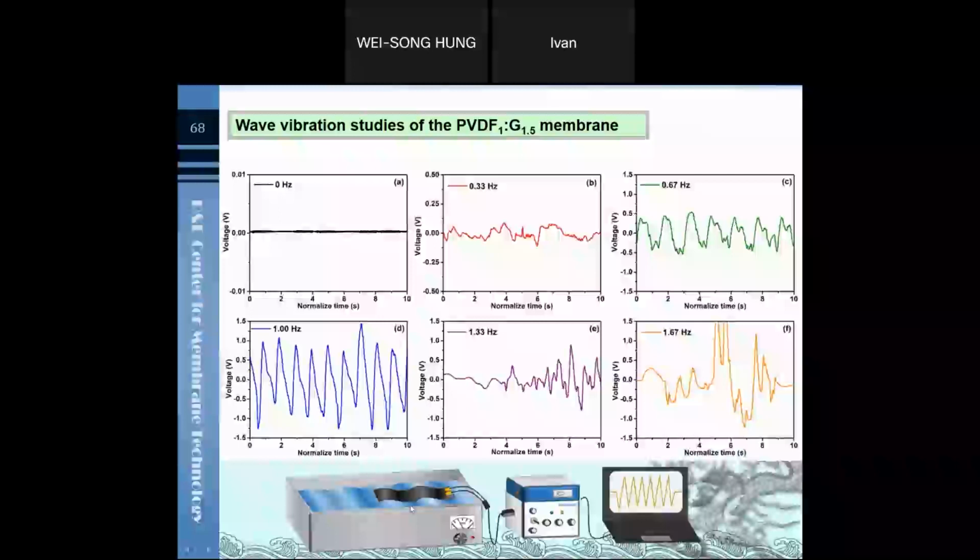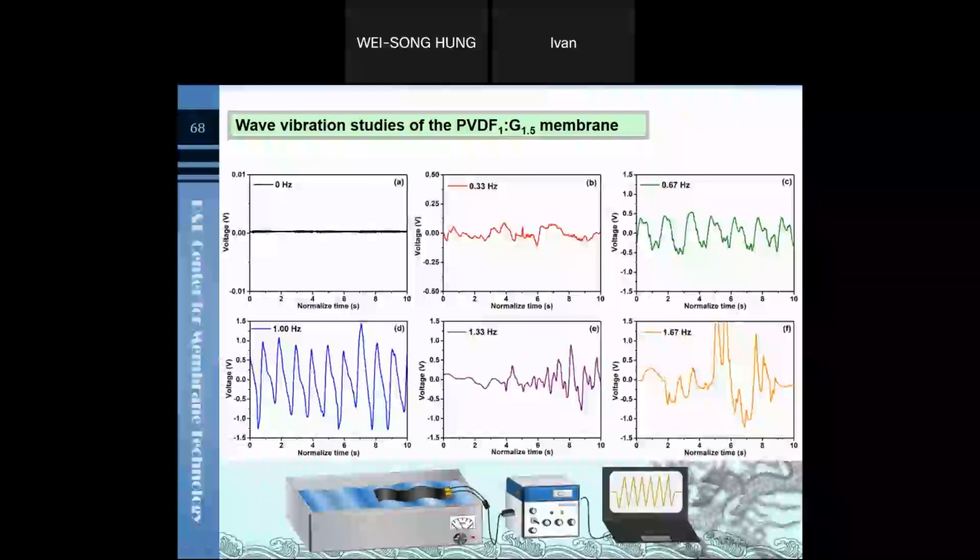Then the next slide we're talking about is the water wave energy collection. Here, based on the same membrane, we use the shaking tank to produce waves of different hertz. Then we can find the wave can produce energy.